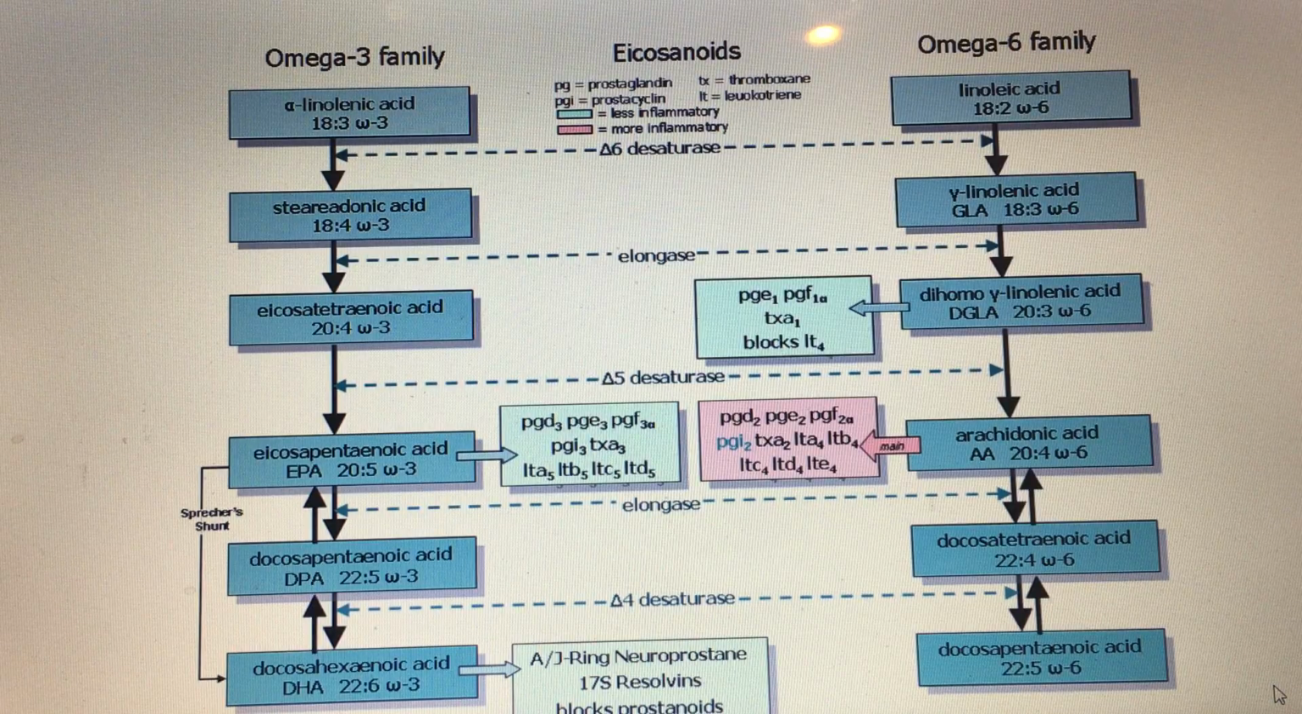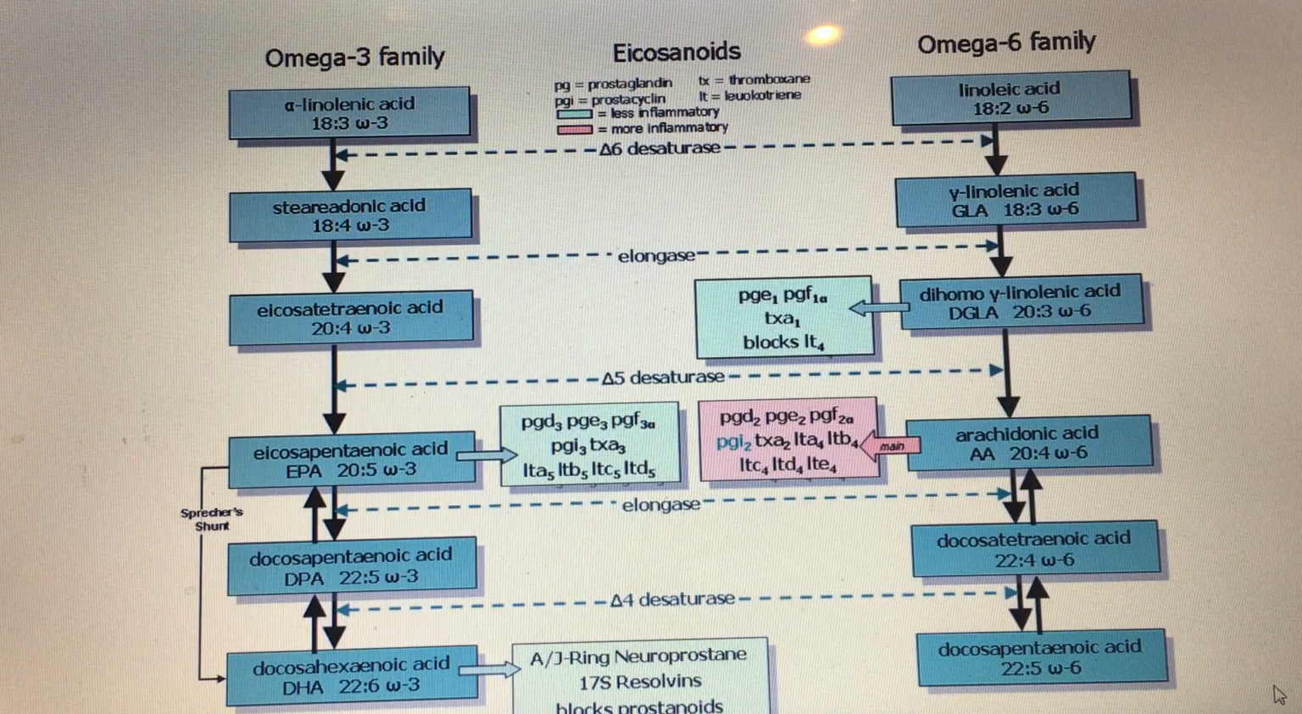But it's the EPA and the DHA that reduce inflammation, and that's very important. When you supplement with omega-3 fatty acids, that's what you're supplementing with, EPA and DHA. And this reaction is not very efficient. It doesn't work very well in your body. People debate how efficient it is, but most people say about 9% of the linoleic acid will get converted into EPA or DHA.